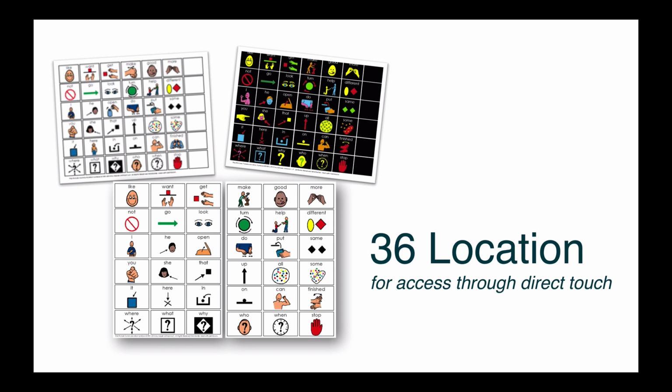The 36 location Universal Core communication board formats are best suited to students whose vision and physical abilities lead you to believe that the student can learn to touch one of the 36 symbols to make selections. A standard one-page format displays 1-inch symbols, and an enlarged 2-page format displays 2-inch symbols. High contrast versions are also available for students with certain visual impairments.